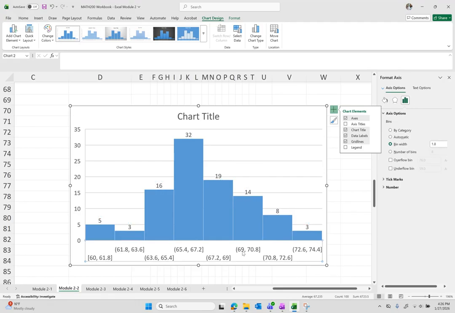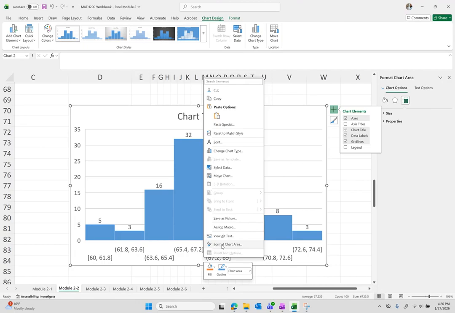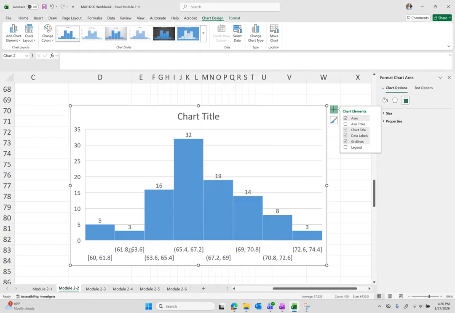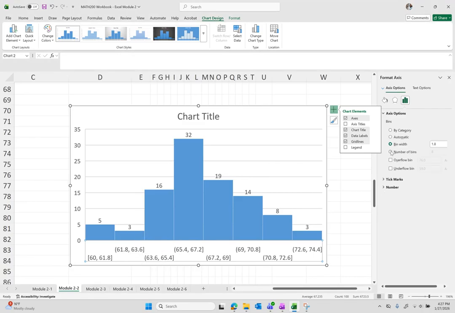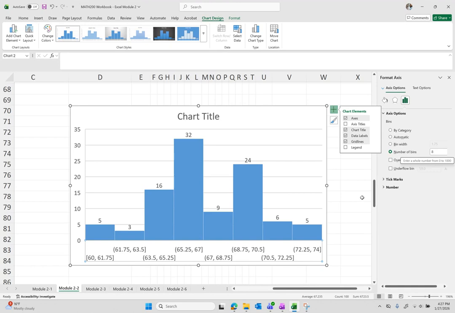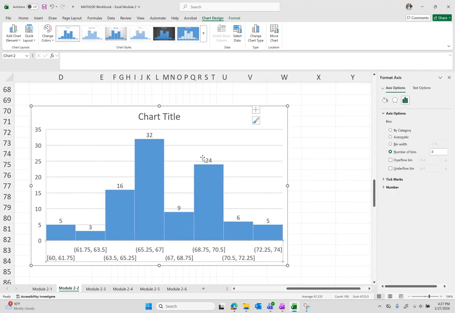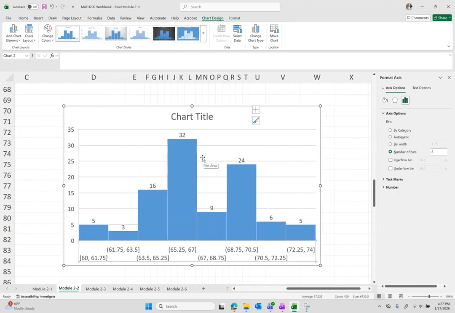Let's try again to format the axis. So if we had done number of bins equal to 8, it would have defaulted to 1.75. Again, I don't get the values that I generated when I created my histogram. So again, it requires a little more digging into and more coding in Excel, but a better statistical software would have asked you, what do you want your minimum value to be, and how many bins do you want, and then it would have done it automatically for you.